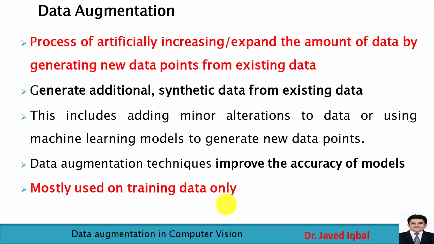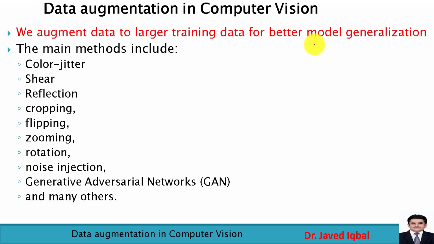This slide shows various types of techniques that can be used in computer vision to perform the task of data augmentation. The first one is color jitter. Next is shear, reflection, cropping, flipping, zooming, rotation, noise injection. Advanced neural networks such as generative adversarial networks, GANs, can also be used for data augmentation. Apart from these methods, there are several other methods that can be used to perform data augmentation.